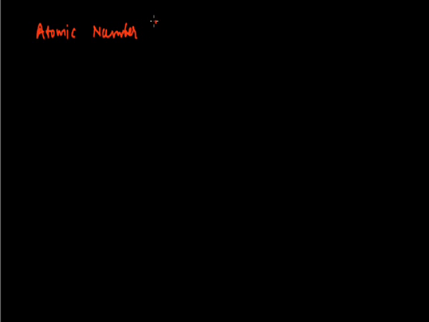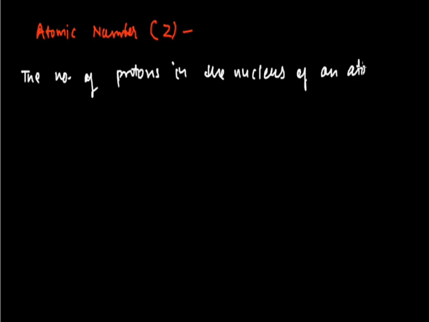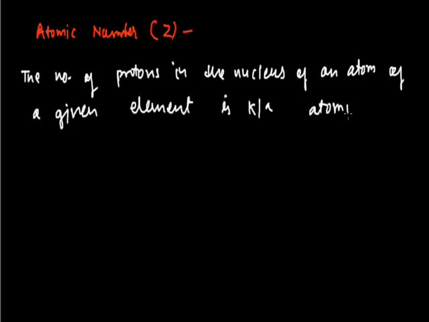Now, what is atomic number? Atomic number is represented by capital Z. The number of protons in the nucleus of an atom of a given element is called the atomic number of that element. So here we can define atomic number: the number of protons in the nucleus of an atom of a given element is known as the atomic number of that element.